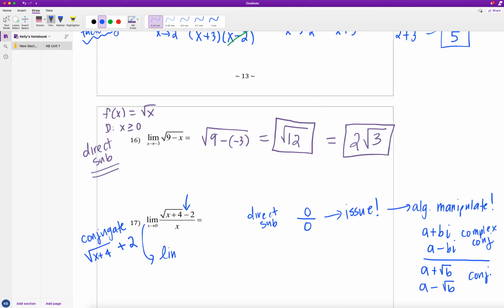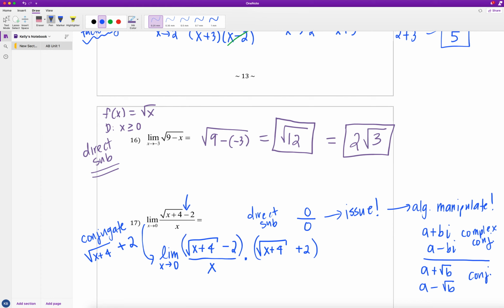So if I look at this original problem, let me just rewrite it out so that I have enough space. So I have the square root of x plus 4, minus 2 all over x. What I want to do is I want to multiply by the conjugate. So I want to multiply by that square root of x plus 4 plus 2. And that way when I multiply and FOIL all of this out in the numerator, I'll end up with no more radicals.